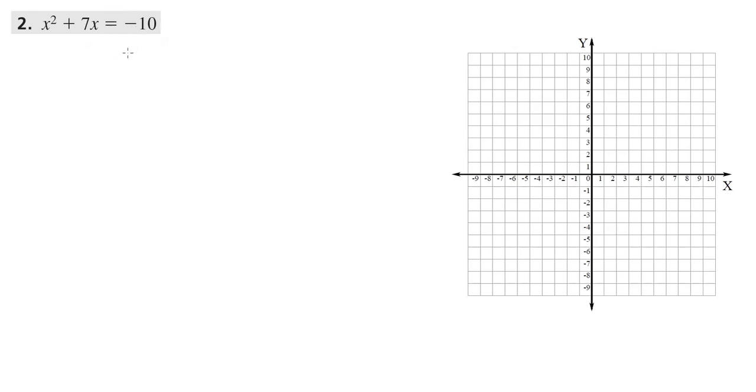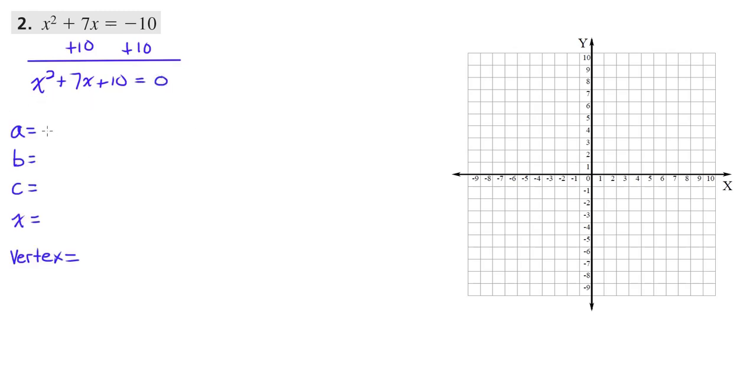So we have to get rid of this -10, so we're going to add 10 to both sides of the equation. This gives us x squared plus 7x plus 10 equals 0, and now we can go ahead and graph it. Next, let's go ahead and identify a, b, and c. Our a value is 1, our b value is 7, and our c value is 10. And now let's find x.